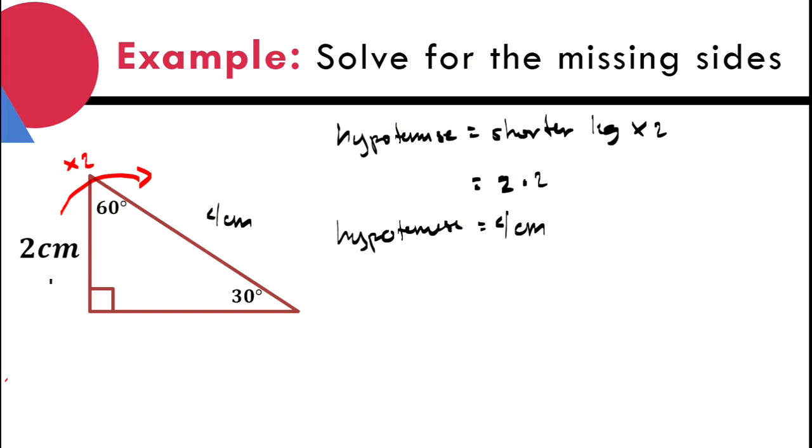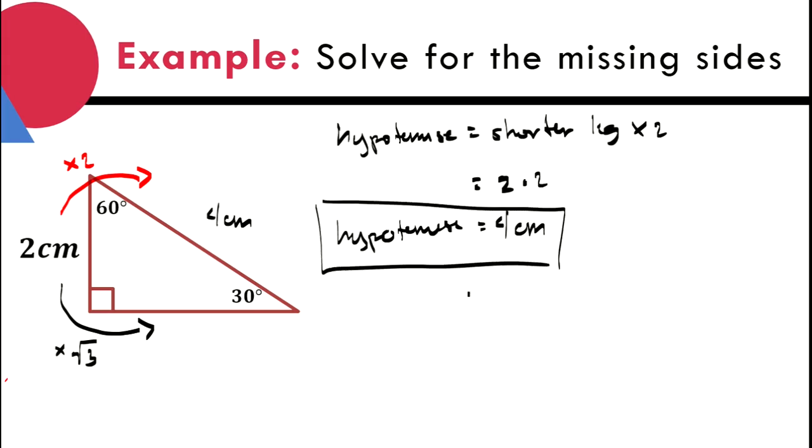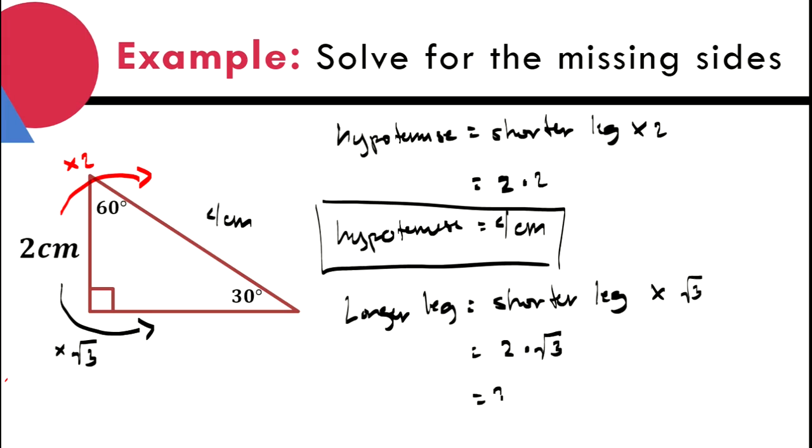Next, again given the shorter leg, solve for the longer leg: multiply the shorter leg by square root of 3. So we have longer leg is equal to shorter leg times square root of 3. Shorter leg again is 2 centimeters times square root of 3. We get 2 square root of 3 centimeters for the longer leg.